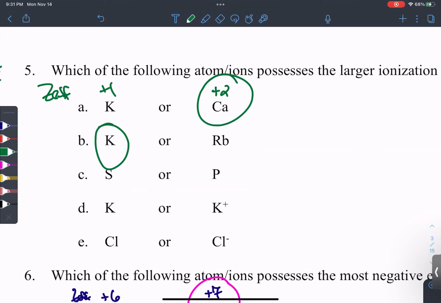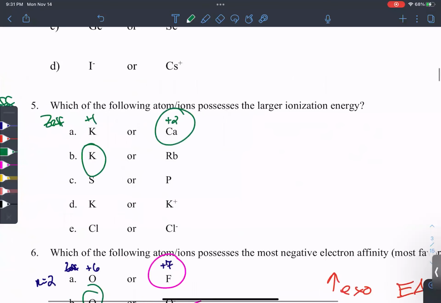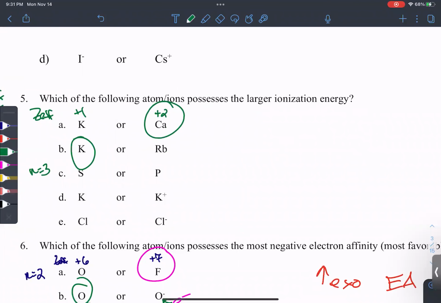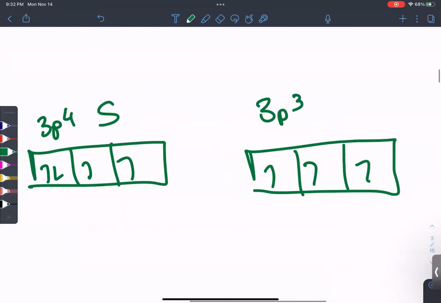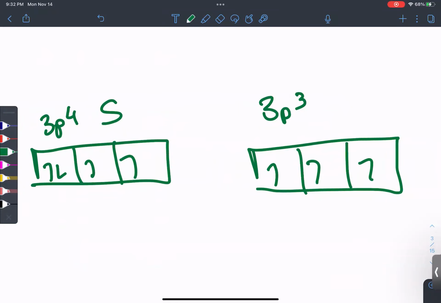Oh, but this is one of our exceptions. So they're in the same N value, N equals 3. So sulfur, if you look at its valence shell, we're removing an electron from 3p4. So 1, 2, 3, 4. Versus phosphorus is 3p3. So there are 3 unpaired electrons in phosphorus. So which of these is easier to remove? Phosphorus? So think about it.